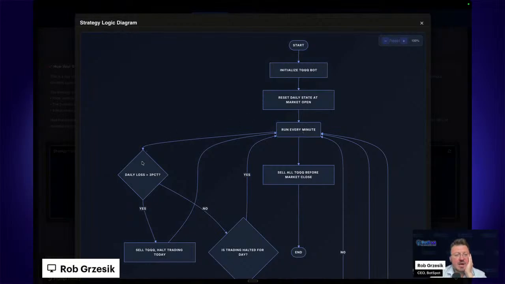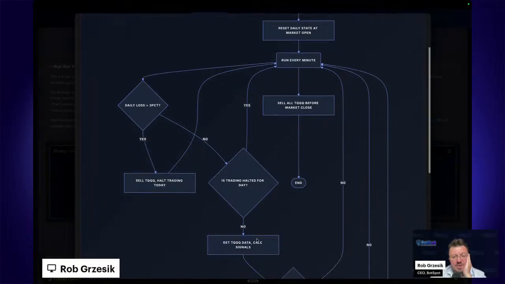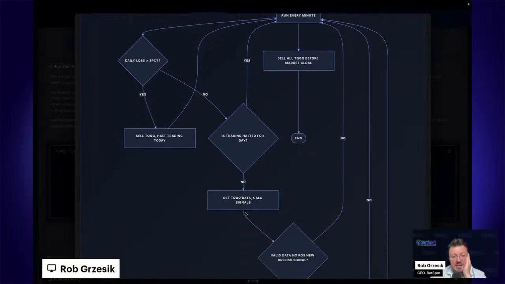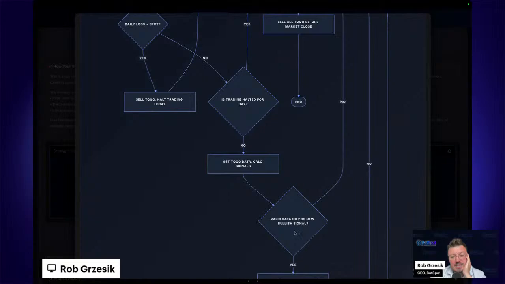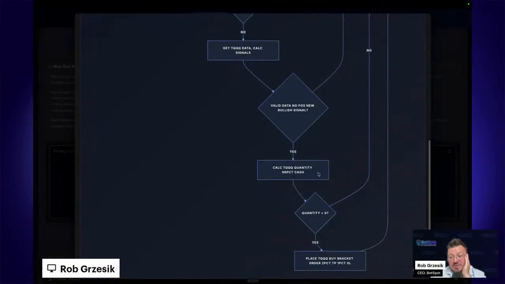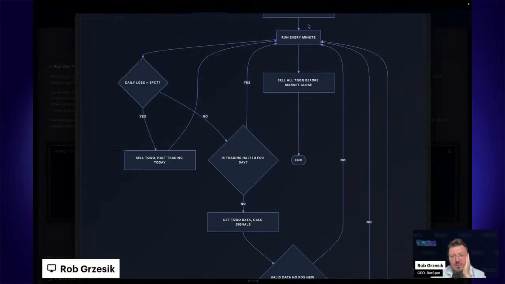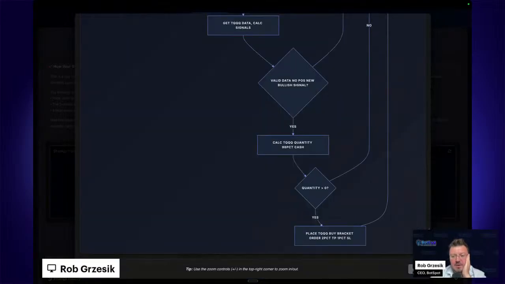It goes here, daily loss. If it's greater than 3%, then sell TQQQ and halt trading for today. If daily loss is not greater than 3%, is trading halted for the day? If no, get TQQQ data, calculate signals. Is there valid data with no position and a new bullish signal? Yes. Calculate TQQQ quantity, 98% of the cash. If the quantity is greater than 0, place TQQQ buy bracket order, and then go back around and do this every minute.